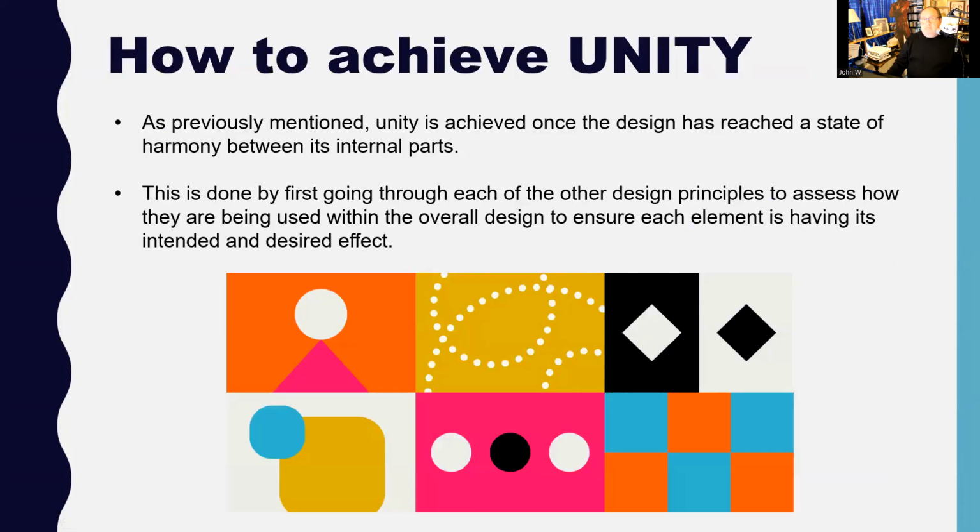How do you achieve unity? That's something we humans are very good at, personally, and we're pretty good at it when it comes to design. As previously mentioned, unity is achieved once the design has reached the state of harmony between all of its internal parts. And this is done by first going through each of the other design principles to assess how they are being used within the overall design to ensure each element is having its intended and desired effect. So each of these rectangles look like they belong together. And as a result of them all being good examples, they look like they belong together. There's a message here, especially considering what we talked about already.